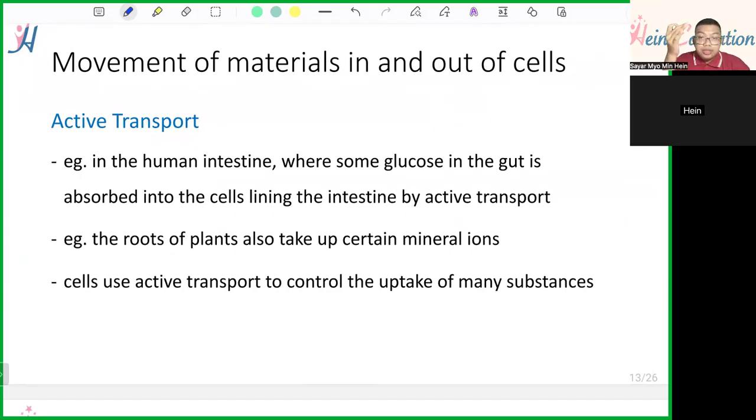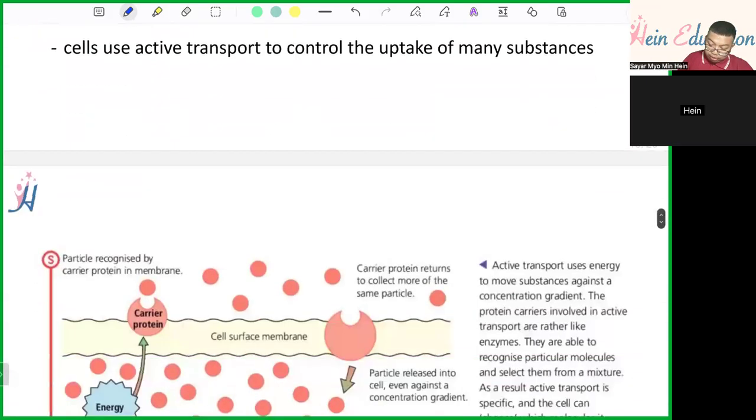So for the roots, outside of the roots, there may be a low concentration of some mineral, let's say nitrate, but for the plants, nitrate ions are essential. So they may take it up using the active transport method from low to high concentration, moving inside the cell. So this could be another example of active transport.